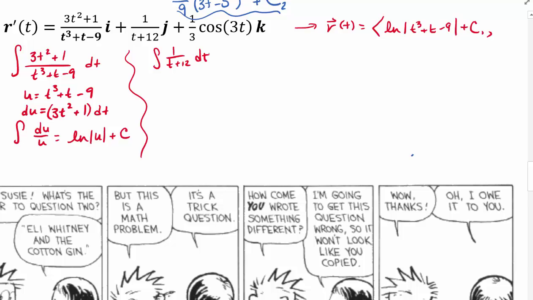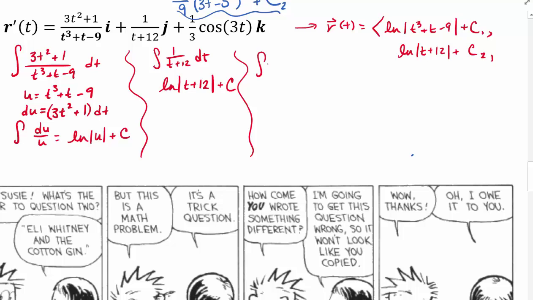Now you can do this with a u-sub, but I'm just going to give you the shortcut. When you have a constant over a linear, your antiderivative is always an ln, and it's the ln of the bottom times 1 over the derivative of the bottom. Again, this only works for the antiderivative of a constant or a scalar over a linear function. But this is going to be ln t plus 12, a nice shortcut, plus c. So I'll stick that over here: ln absolute value t plus 12 plus c2.